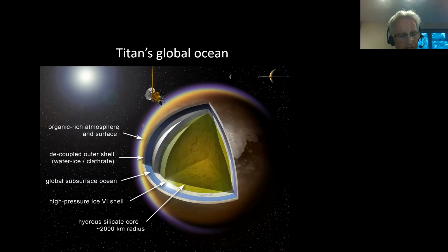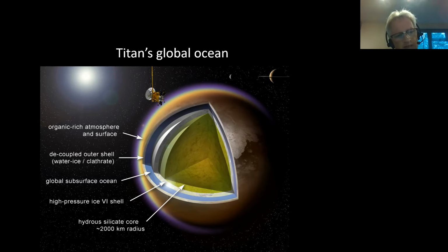And it turns out that internal models of Titan are sensitive to the moment of inertia. So models that are continuous, that are not differentiated, have higher moments of inertia than ones that are differentiated. And if you put all of these measurements and theory together, it's thought that the most plausible model is this one, with a hydrosilicate core, i.e. a core which has a great deal of water inside it, followed by high pressure ice-6 shells. So ice has, I think, 12 different forms, and this is the ice-6 form.